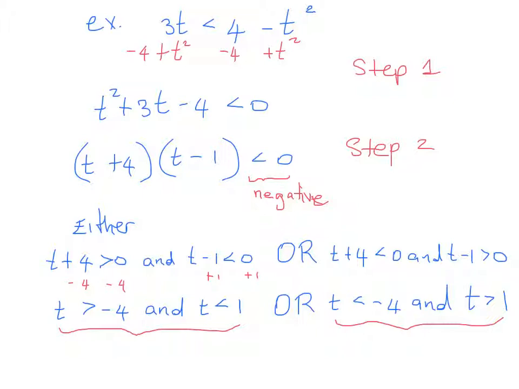Now, is it possible, and I'm looking on the right side, for t to be less than negative 4 and greater than 1? Absolutely not. It's not possible for a number to be less than negative 4 and greater than 1. That's no good. So this solution makes no sense and we can ignore it. Is it possible, however, for t to be greater than negative 4 and less than 1? Absolutely yes. So therefore, this is our answer.